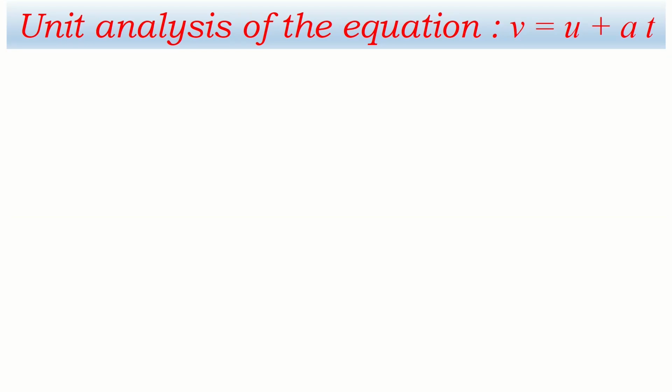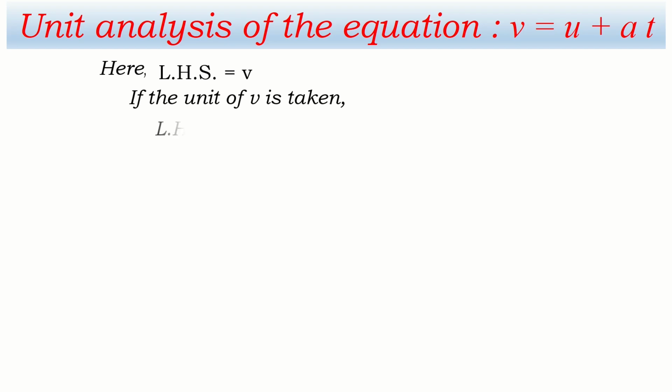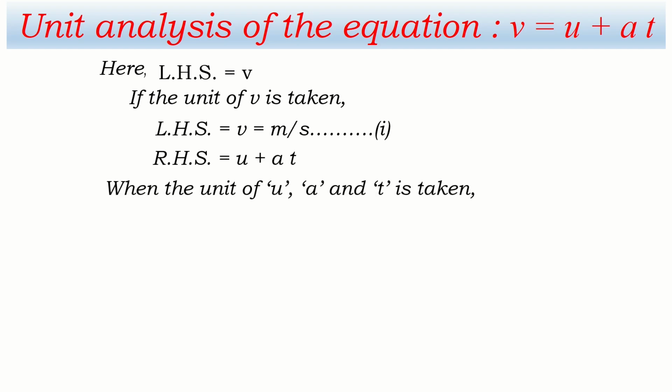If we have to analyze whether this equation is correct or not, v equal to u plus at, we can do it this way. Left hand side is equal to v. And if the unit of v is taken, then the left hand side will be meter per second, equation number 1. And the right hand side is u plus at. The unit of u is meter per second, a is meter per second square, time is second.